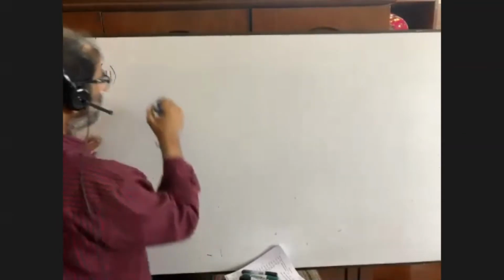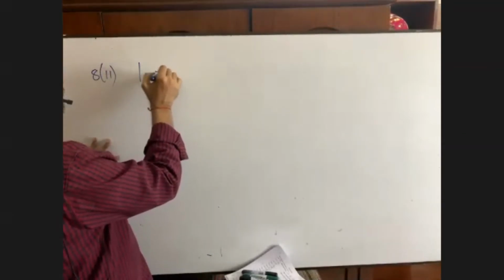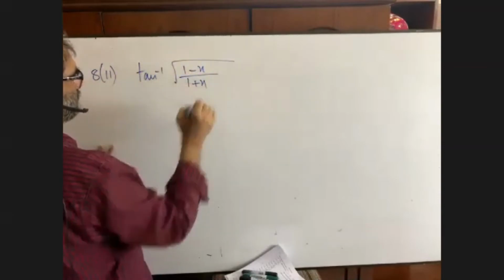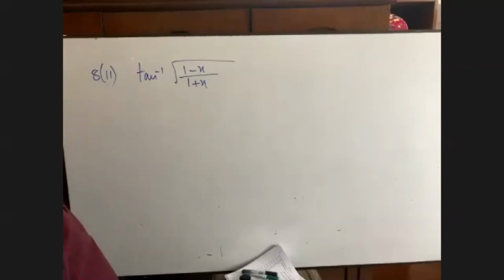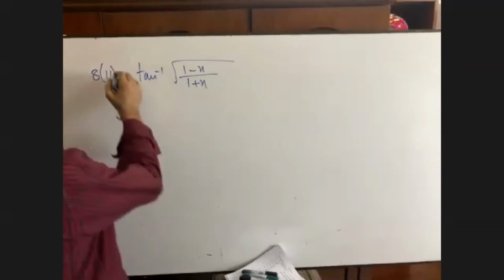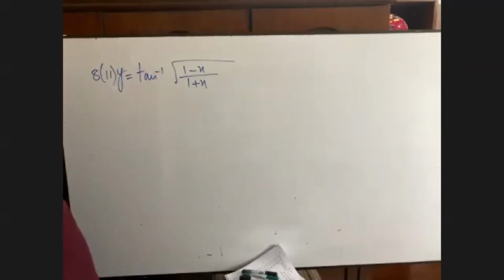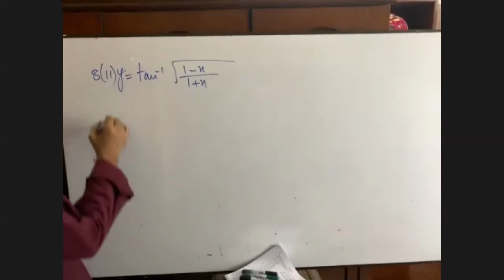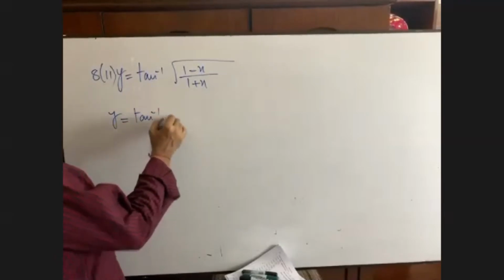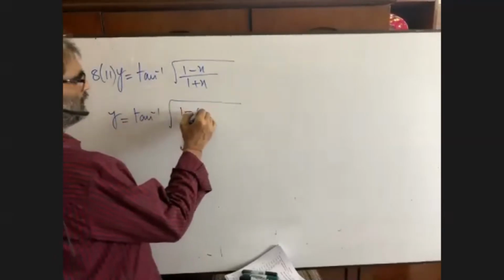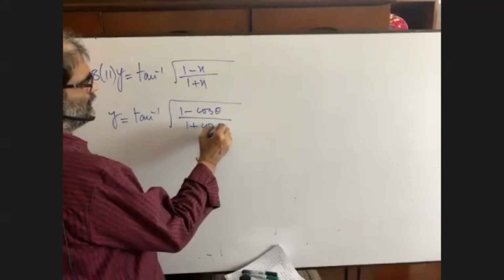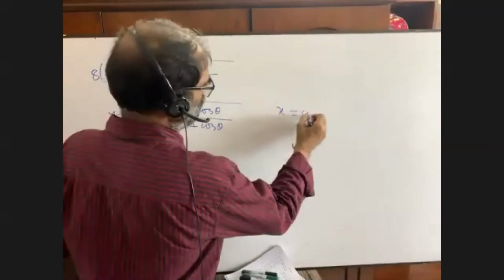Tan inverse root over 1 minus x by, okay, do it. Can you do it? Sir, this is equal to y, isn't it? Of course it is equal to y. Y equals to this. Can you do it? What will you do? Let me know. Tan inverse root over, sir, should we take x as sine? Not sine, take cos. X equals to cos theta.